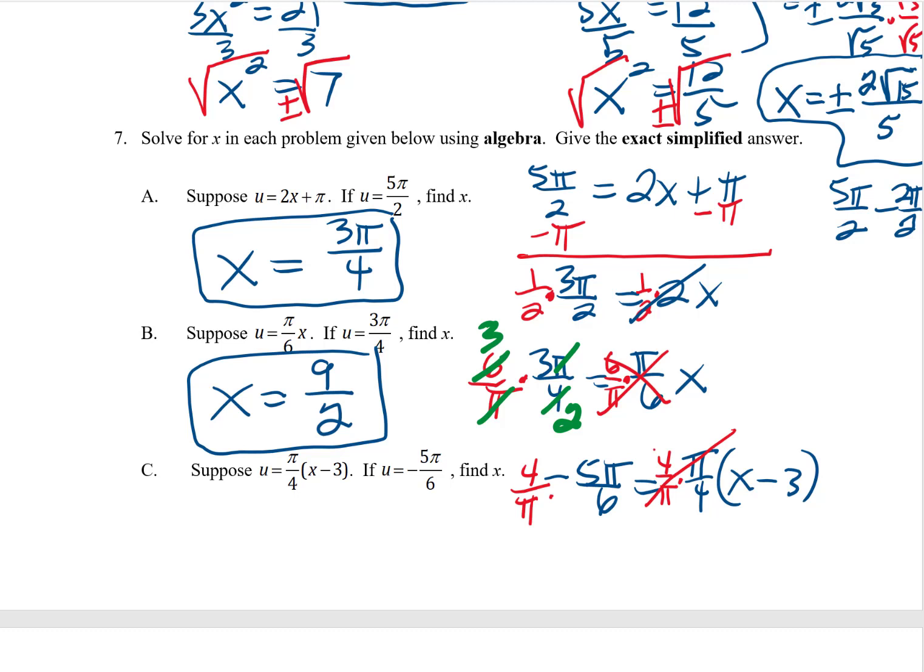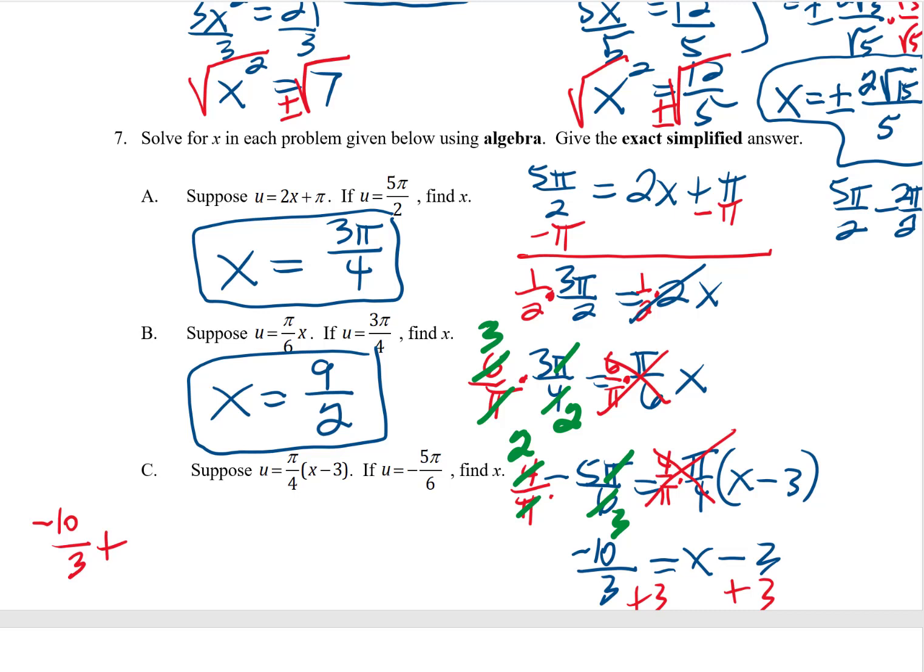And if you do that, on the right side, you're left with just the x minus 3. On the other side, once again, the pi's divide out, and I once again have that common factor of 2 that I can divide out. So I believe I've got negative 10 on the top and 3 on the bottom. And the only thing left to do would be to add 3 to both sides. Again, I might benefit from some scratch work off to the side. Negative 10/3. I could rewrite the number 3 as 9/3. And so after I finish that, I'm going to end up here with negative 1/3 as the final answer for x.